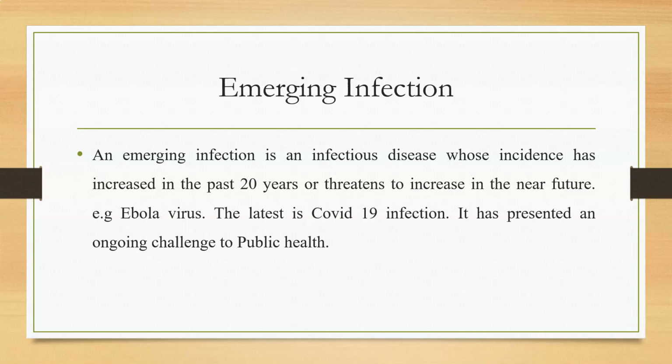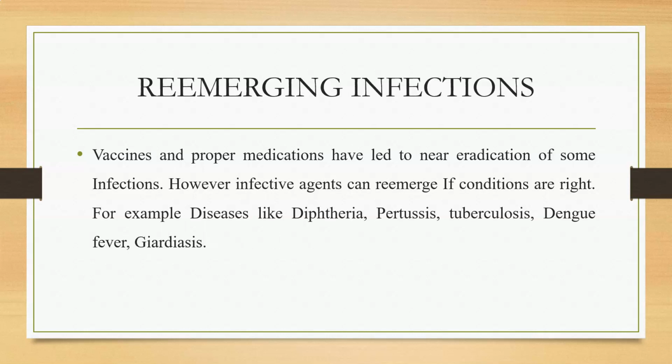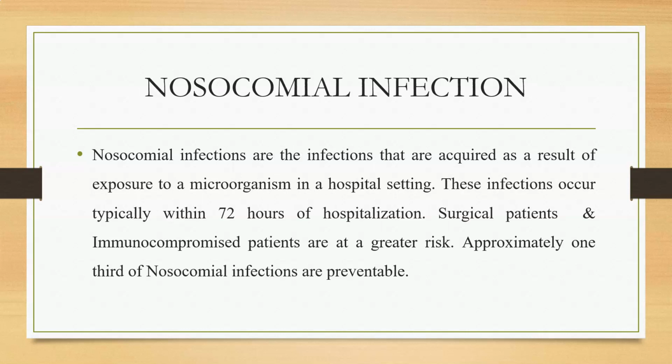There are emerging infections. An emerging infection is an infectious disease whose incidence has increased in the past 20 years or threatens to increase in the near future. For example, Ebola virus, and the latest is COVID-19 infection. It has presented an ongoing challenge to public health. Re-emerging infections can occur. Vaccines and proper medications have led to near eradication of some infections, but infective agents can re-emerge if conditions are right. For example, diseases like diphtheria, pertussis, tuberculosis, dengue fever, and giardiasis.